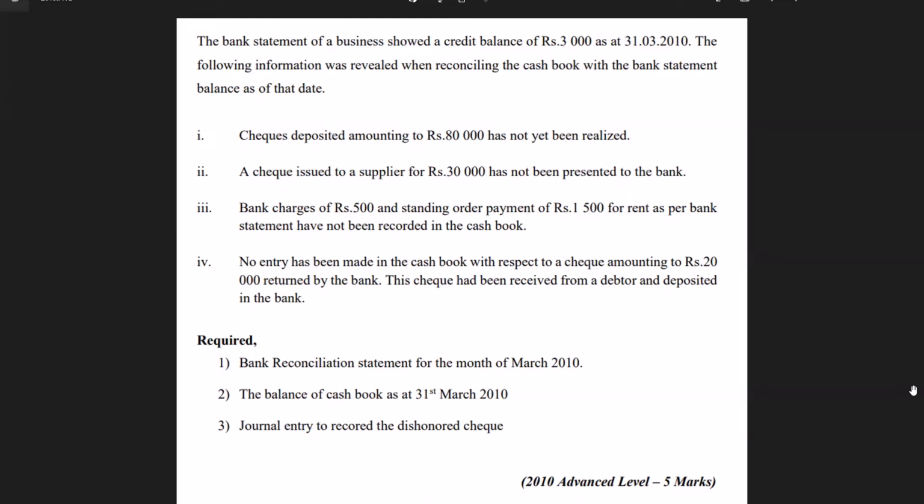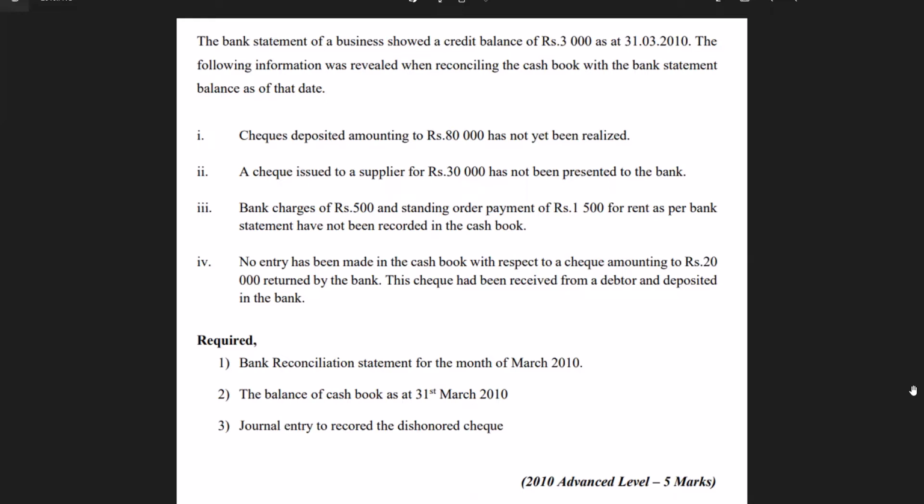Normally, if a bank statement has a favorable balance, there should definitely be a credit balance. Bank statement credit balance means a favorable balance, that means a good balance, as at 31st March 2010. The following information was revealed when reconciling the cash book with the bank statement balance as of that date. There are four differences, and we are required to prepare the bank reconciliation for the month of March.